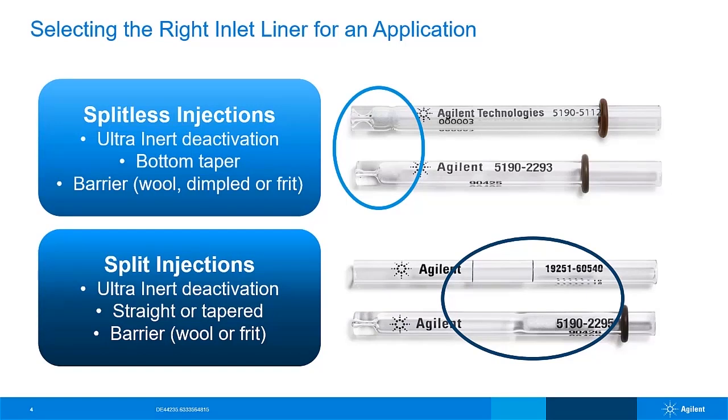If you're running an analysis with higher concentration compounds that are not as reactive, then a split injection is what you should probably use. Be sure to use a split or universal liner to allow for space for the split flow, with wool in the upper to middle section of the liner. And you could either use a straight or tapered liner for these analyses. An example of each style is shown on the bottom right side of the slide: a split straight liner with glass wool, and also a universal tapered liner with glass wool, both with ultra inert deactivation.